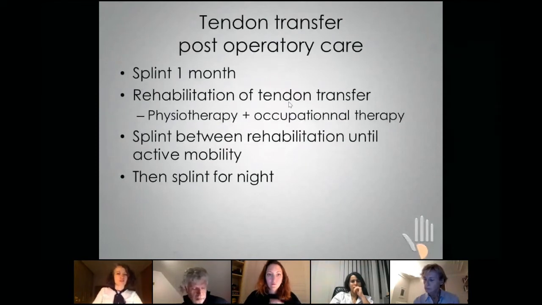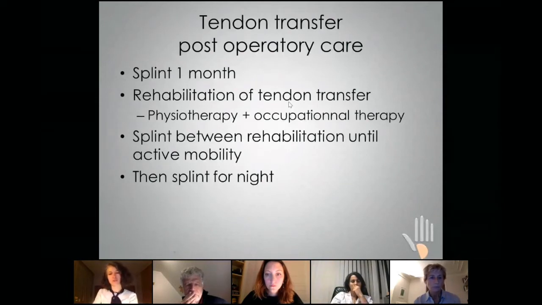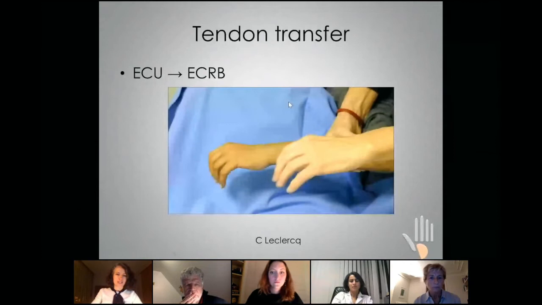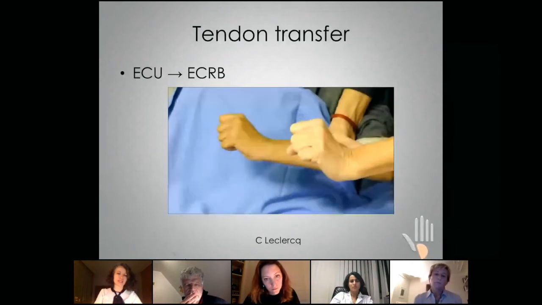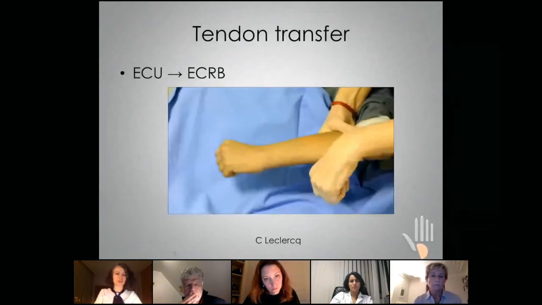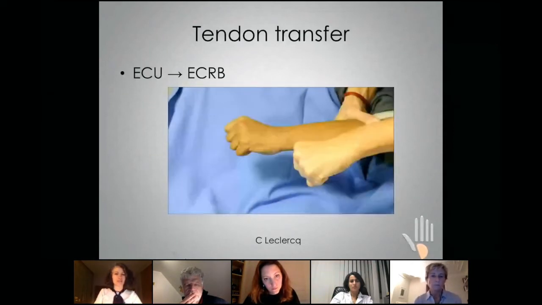So after a tendon transfer, we put a splint for 1 month. Then we do rehabilitation of the tendon transfer with physiotherapy and occupational therapy. And we put the splint between the rehabilitation sessions until we have an active mobility. Then the patient will continue to wear the splint only for the night. Here you can see the result after a transfer of the ECU to the ECRB, and you can see that the patient recovers an active wrist extension.